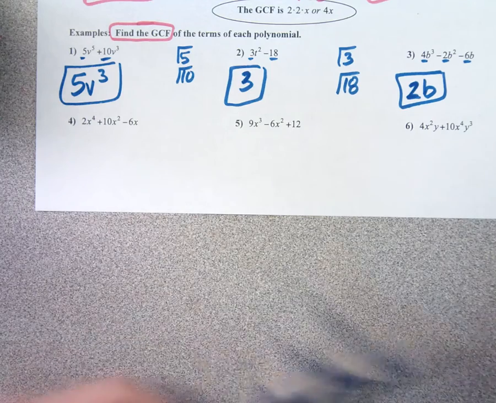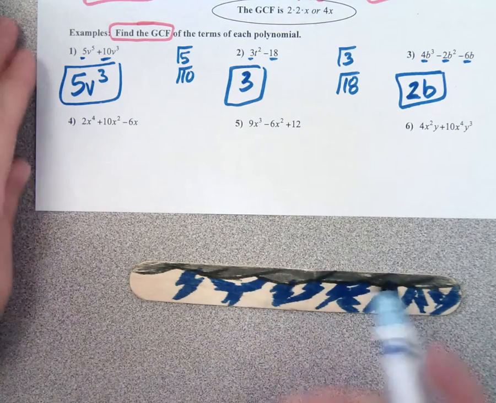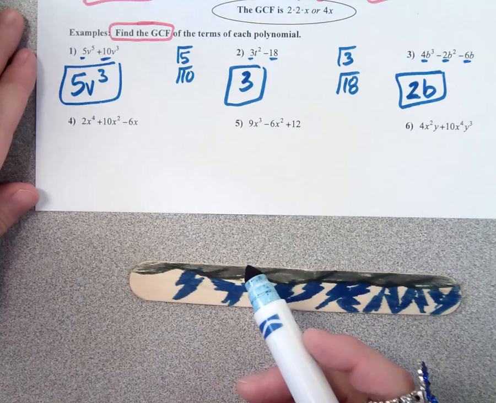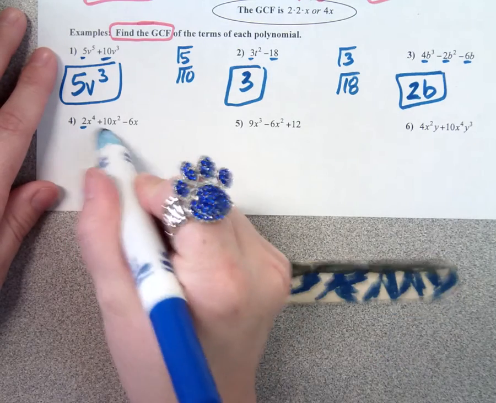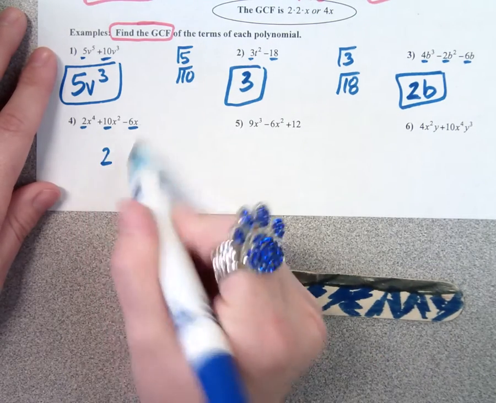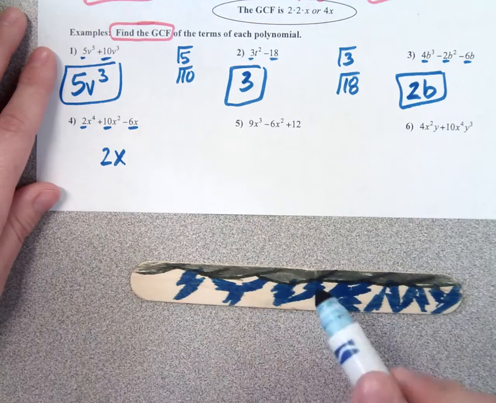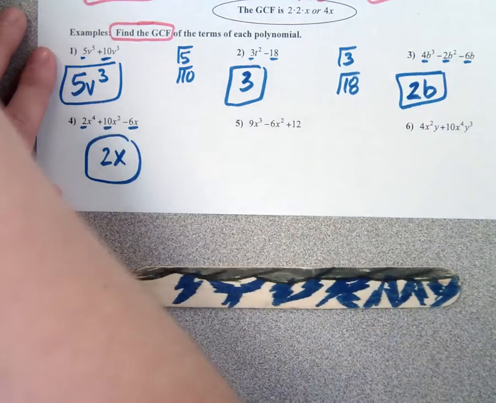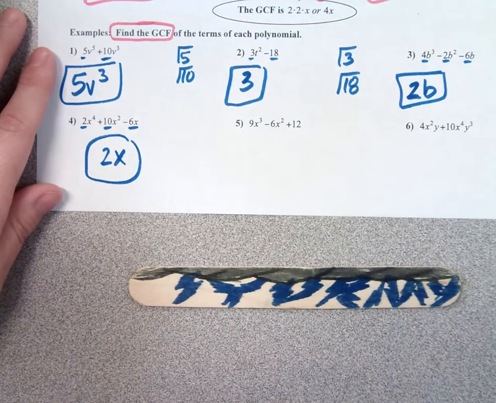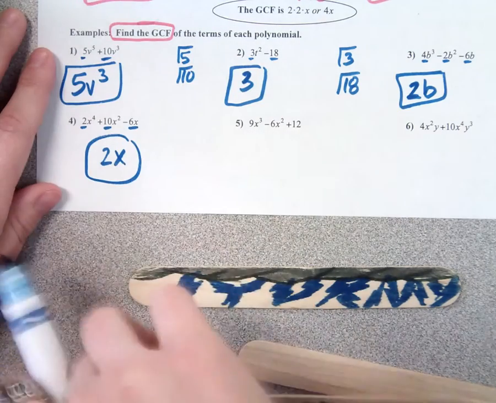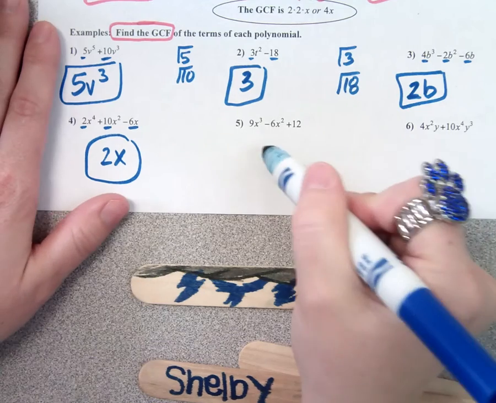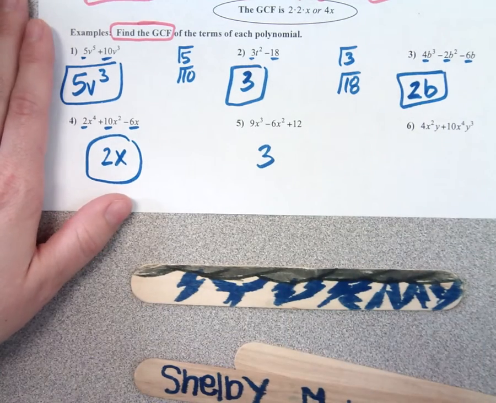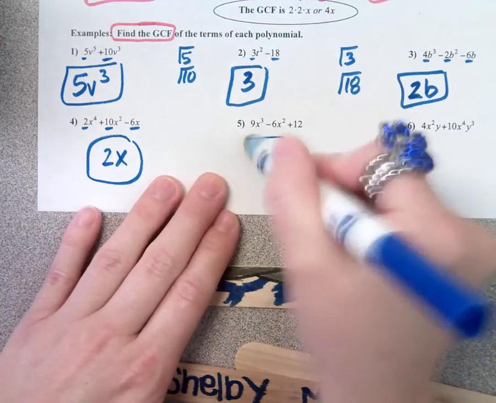Okay, to keep this fair, Stormy, what'd you get for number 4? 2x. The greatest number that divides into 2, 10, and 6 is 2, and the greatest number of x's they all have is 1. Everybody okay with that? Okay. Number 5, Shelby. 3. They don't all have x's, so they don't all have x's in common. So it's just a 3.